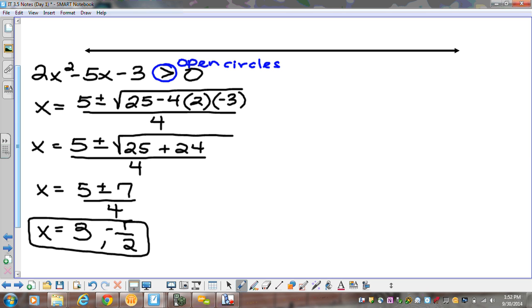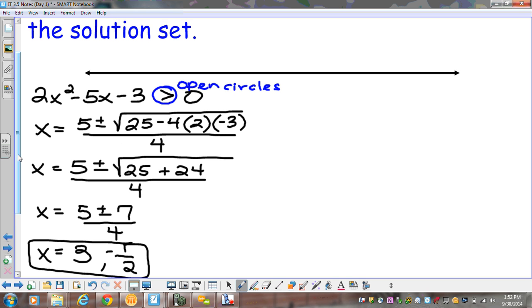Now, if you factored that, you should have gotten the exact same 2 values. All right? If you did not get those same 2 values, then you factored incorrectly. So, guys, now that I know my 2 critical values, now I can plot those on my number line. So, we got a 0. Where is 3 in relation to 0? To the right.